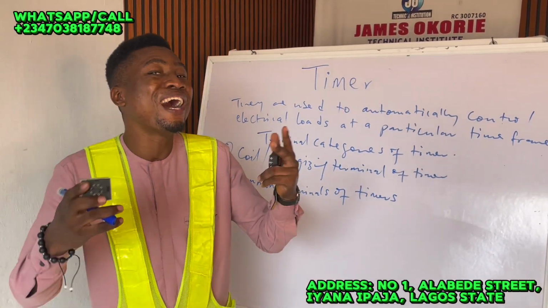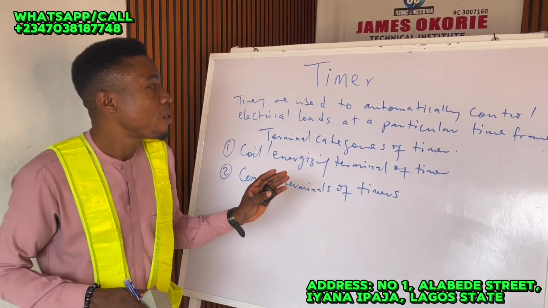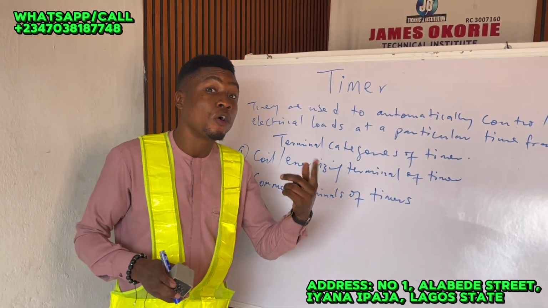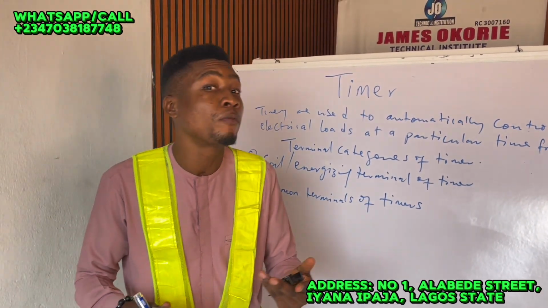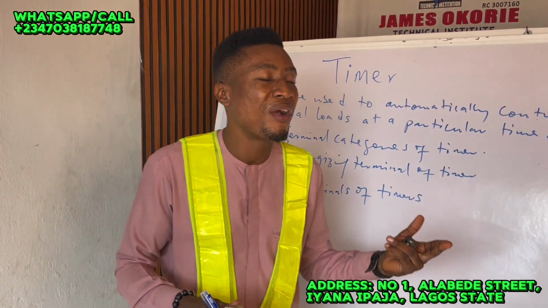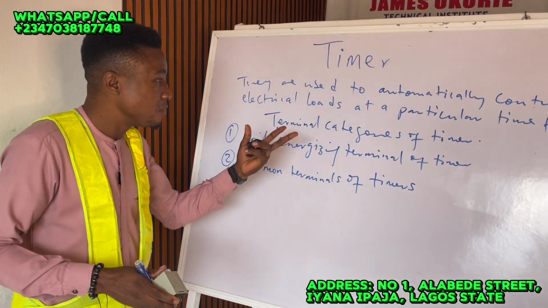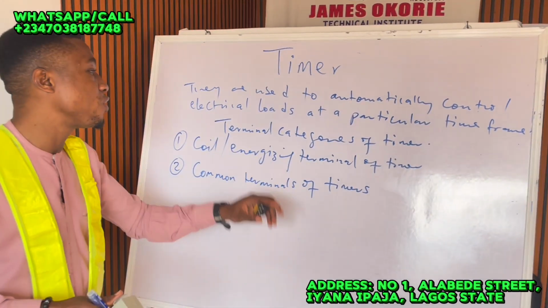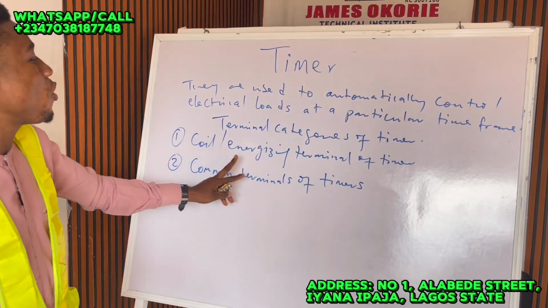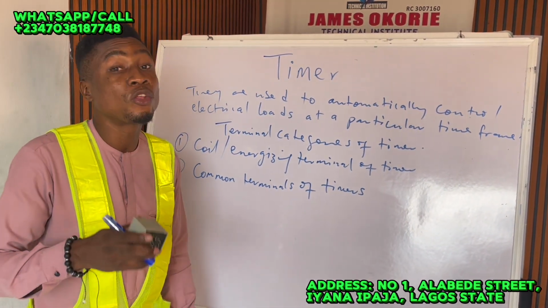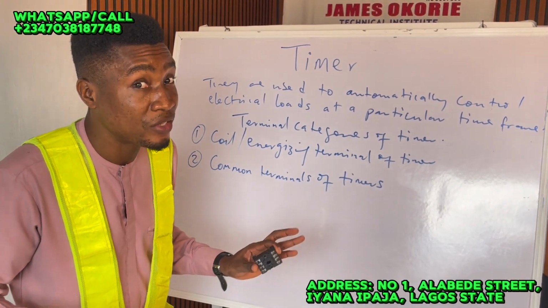Today, we will continue our training on timers. Remember, you can follow us on YouTube or other social media platforms. We have dropped a lot of videos about timers, and we have discussed the previous timer terminals. We are on terminal categories of timers, and we have discussed the coil or energizer terminal of a timer, because as an automation engineer you must understand how to use timers.